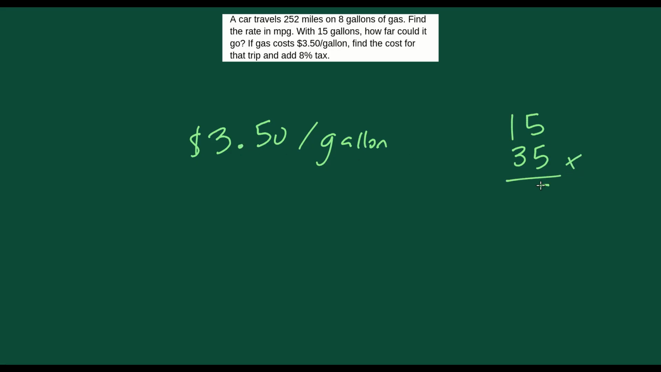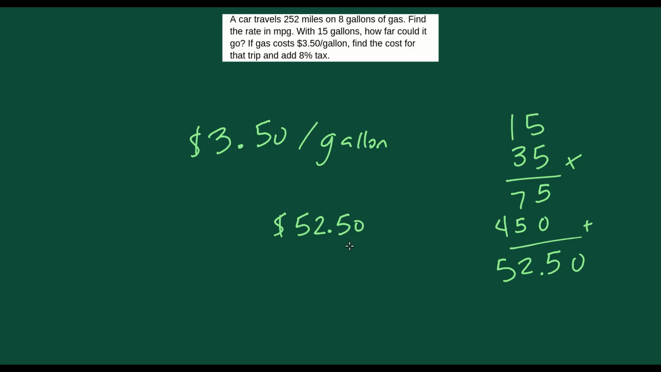So 5 times 5 is 25. Carry the 2. 3 times 5 is 15. Carry the 1. 1 times 5 is 5, add the carried 1, 2. 5. And then we have to add a 0. And then 2 decimal points. So if gas is $3.50 per gallon and we have 15 gallons, that trip would cost $52.50. That's the third part, $52.50.